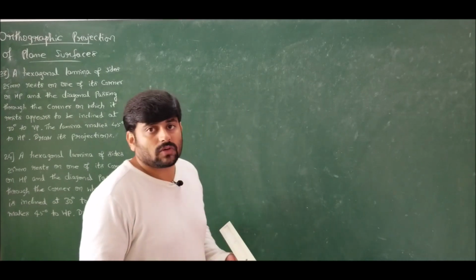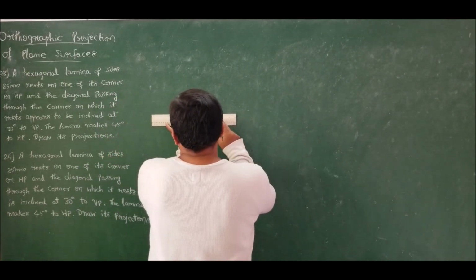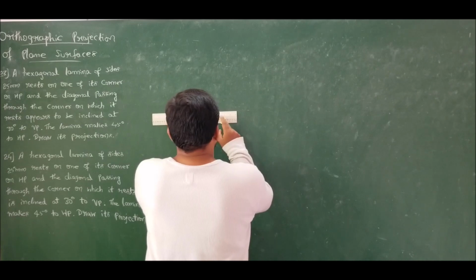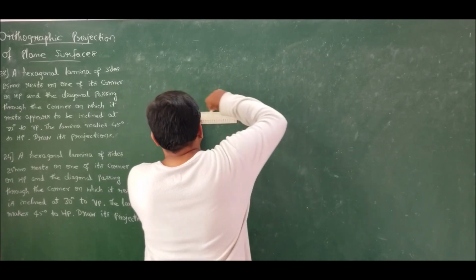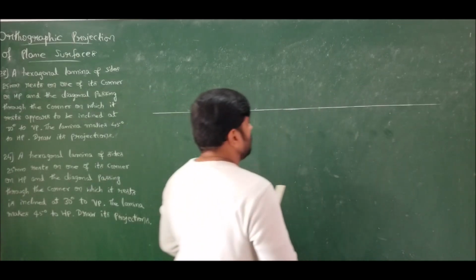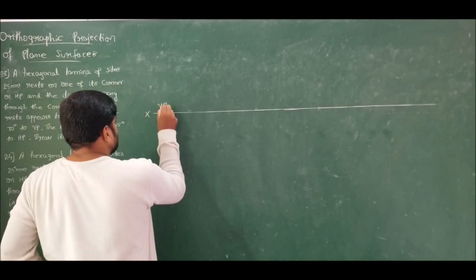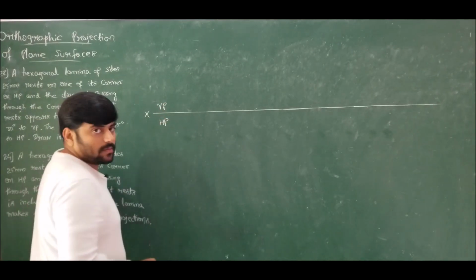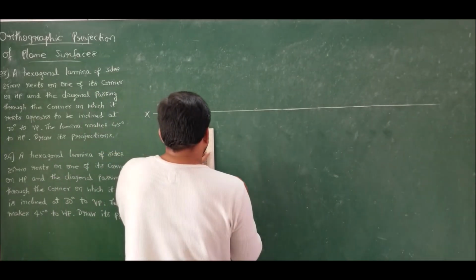The lamina is resting on one of its corners. So in the first position, I should take the corner towards my left hand side. For a hexagon, we know that we will get a corner on either side. So first let me draw the XY line. Drawn. Let us call this X. This is VP. This is HP for first angle projection. So I want the corner towards my left hand side.